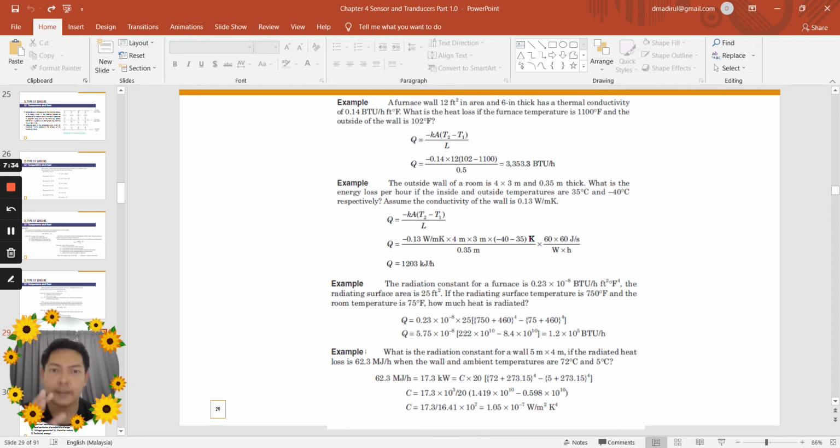This slide shows you an example of a scenario in which a furnace wall with 20 feet in area and 6 inches in thickness has a thermal conductivity of 0.14. What is the heat loss if the furnace temperature is 1100 degrees Fahrenheit and the outside of the wall is 102 degrees Fahrenheit?